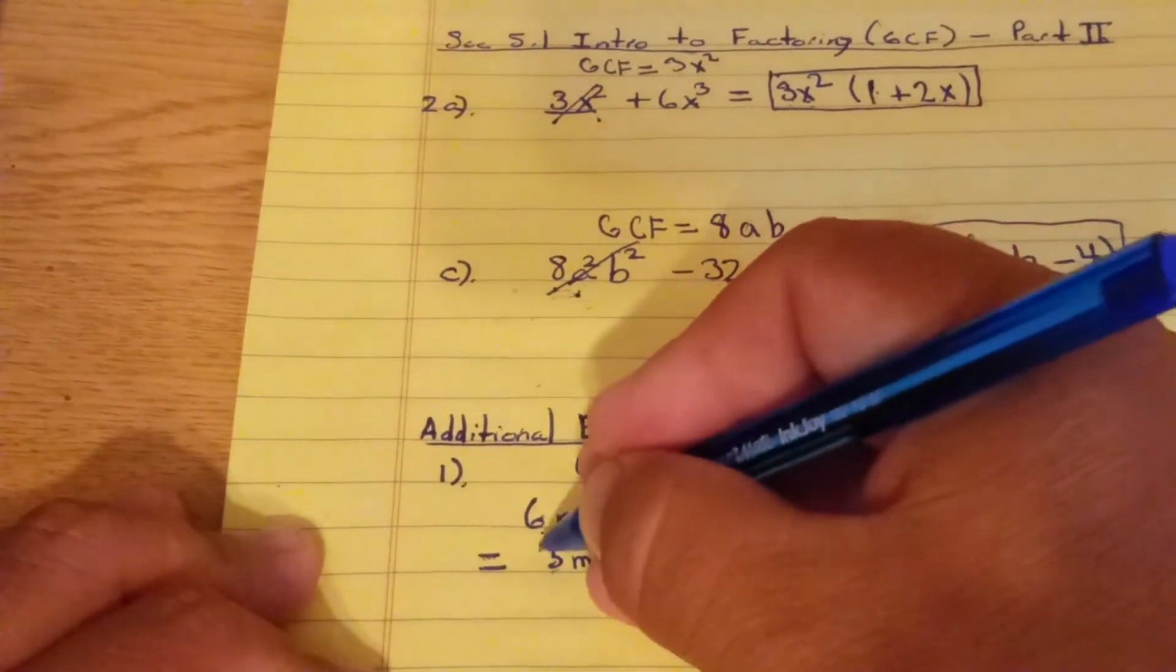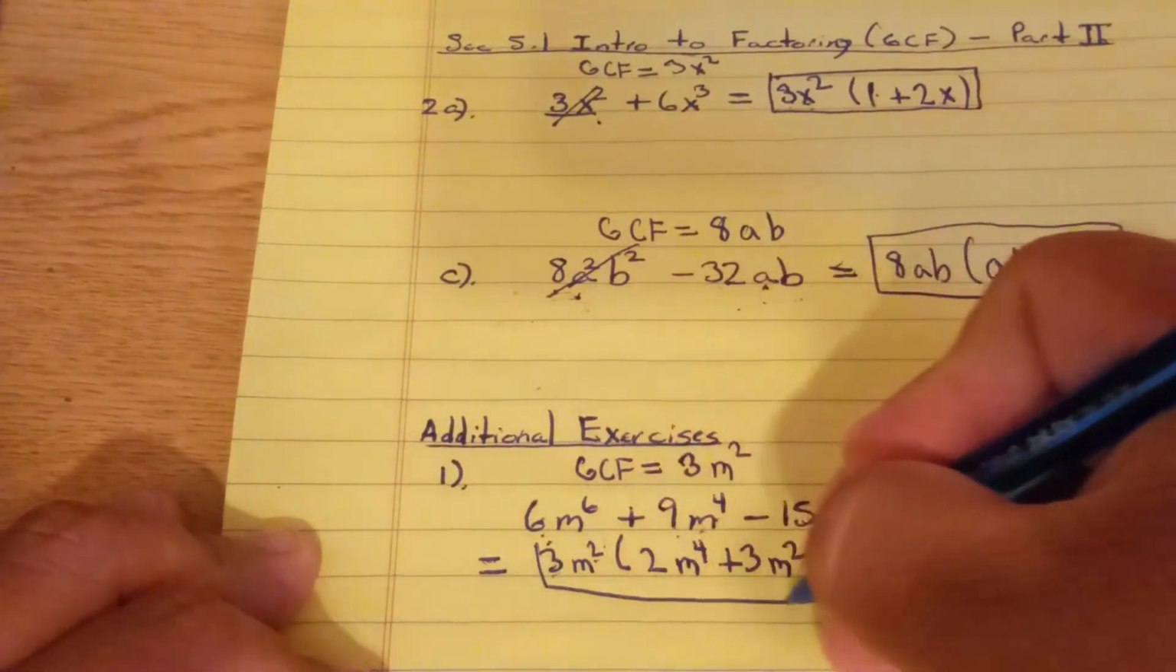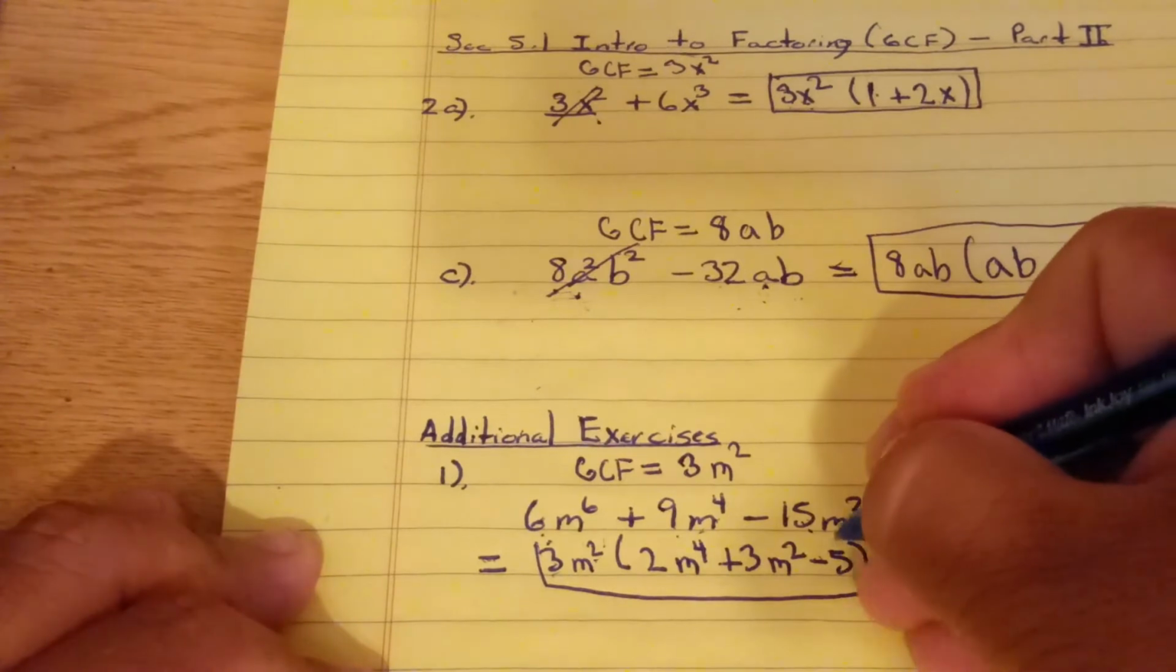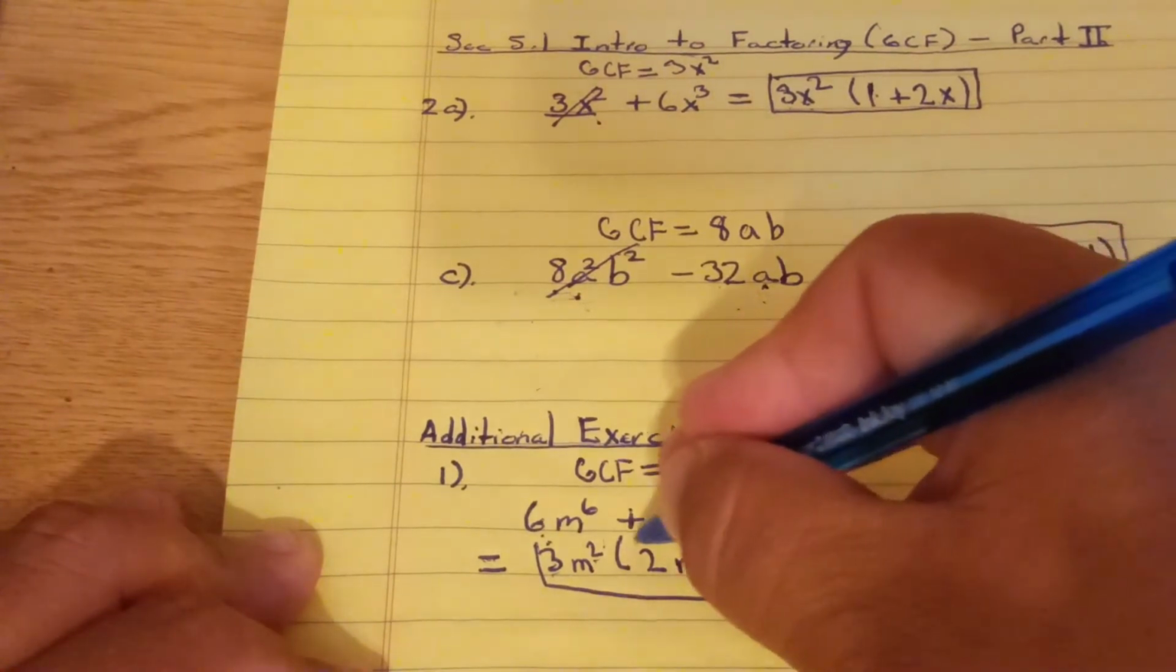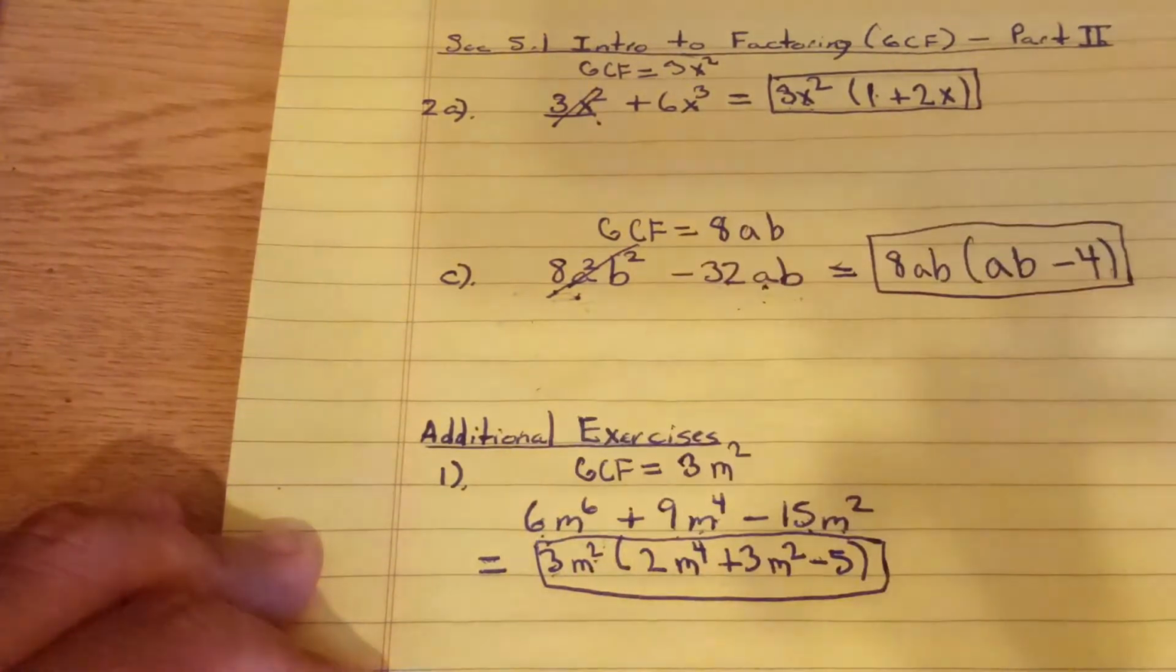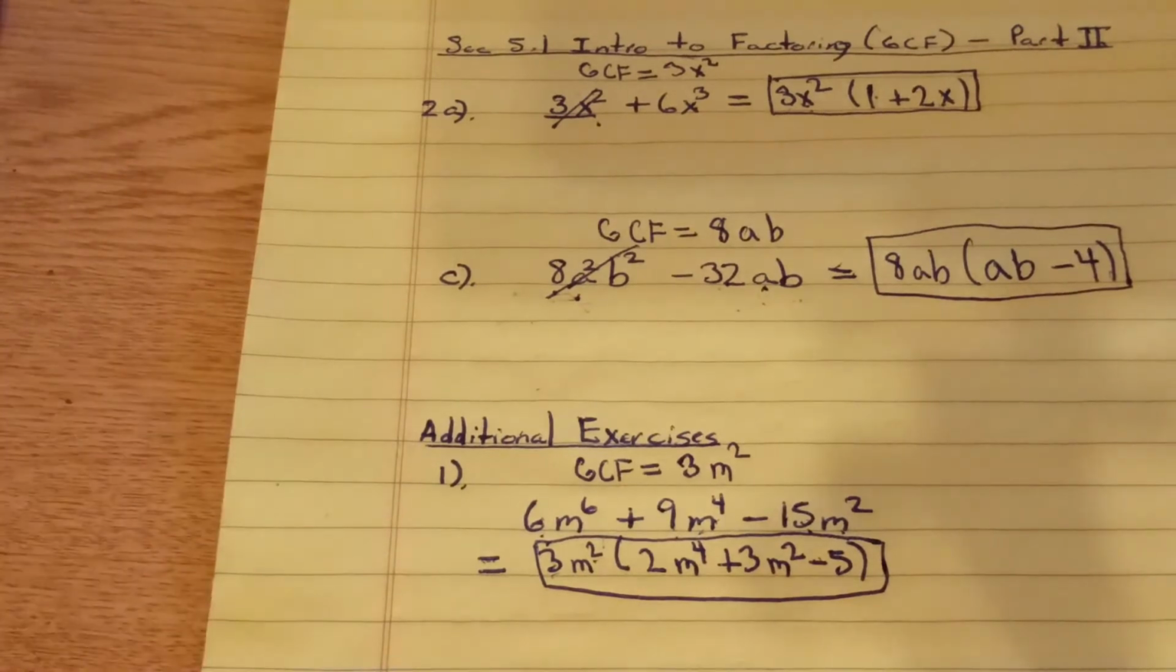Once again, if you want to check your answer, all you have to do is redistribute that 3m squared to all of those terms right there. So it doesn't matter whether you have 1 term, 2 terms, or 3 terms. The fact is that you have to figure out the GCF first to figure out what you need to extract or factor out from each of them.